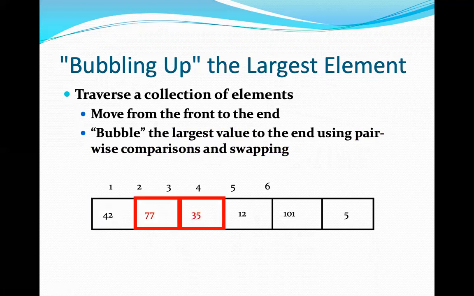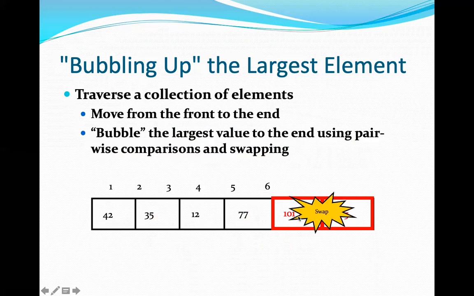Next, it will compare 77 and 35. These two elements also will be compared. Again the ith element is greater than the i plus 1 element, that is, the second element is greater than the third element. So it will swap and exchange the values. The fourth and fifth elements are the same, so it will swap and exchange. Next, there is no need of swapping because the fifth element is already less than the sixth element. Then 101 and 5, here it will swap. So after the first pass, 101 is the highest element, the largest value correctly placed.